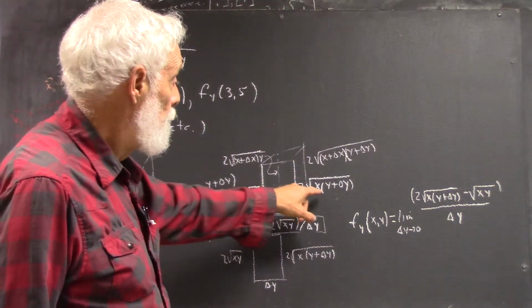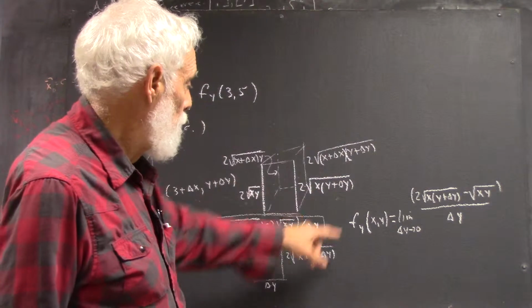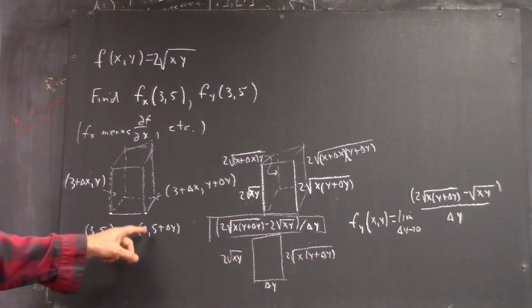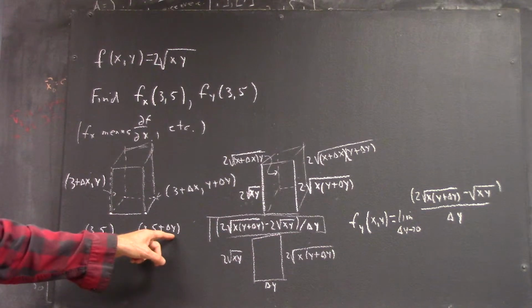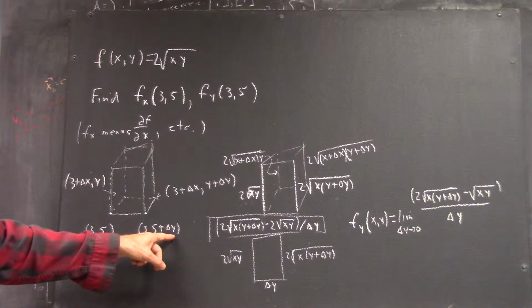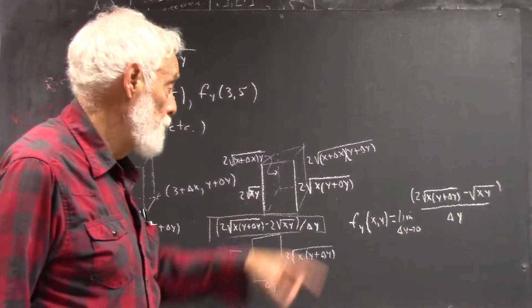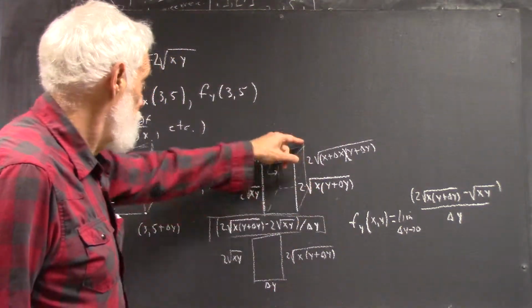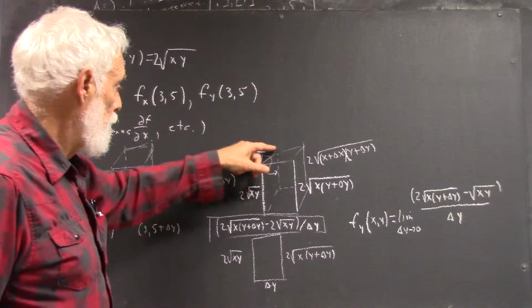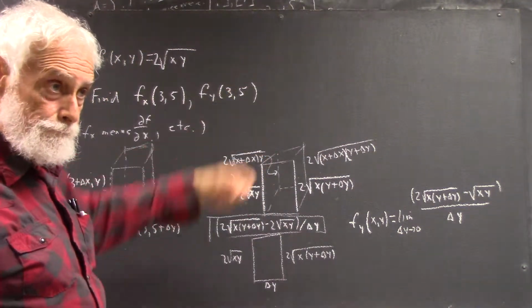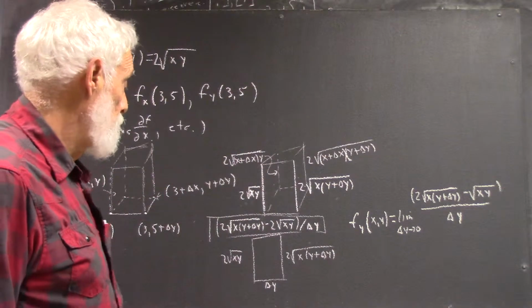This is 2 square root of x times y plus delta y, because of course the coordinates of this point are, in this case I labeled it 3, 5 plus delta y. But using x for 3 and y for 5, this is what I get. And then we have the altitude corresponding to this point and the altitude corresponding to this point. And we draw the parallelepiped.